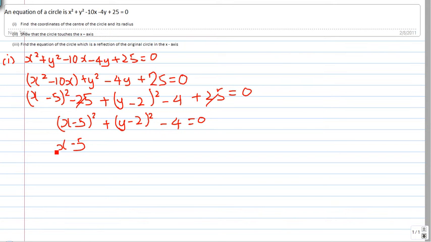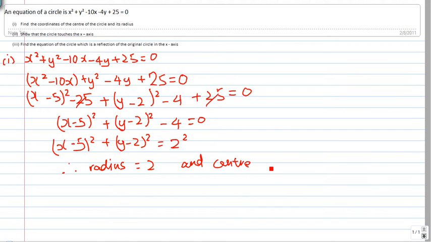x minus 5 squared plus y minus 2 squared equals 2 squared. And therefore the radius is equal to 2, and the center of the circle has coordinates 5, 2. Alright, so that's part 1. Let's go on to part 2.